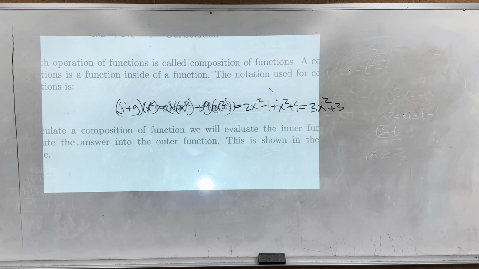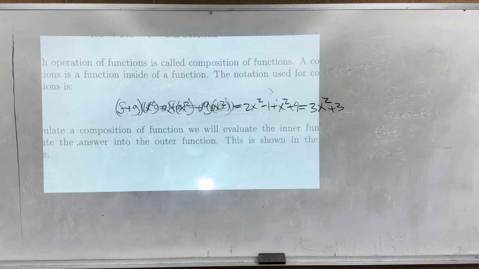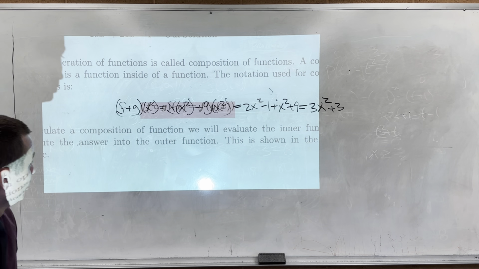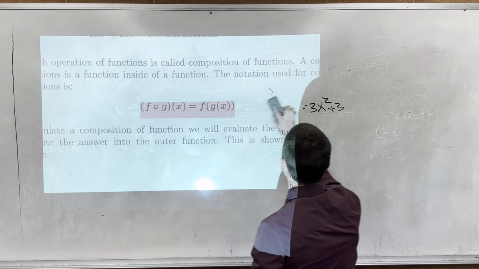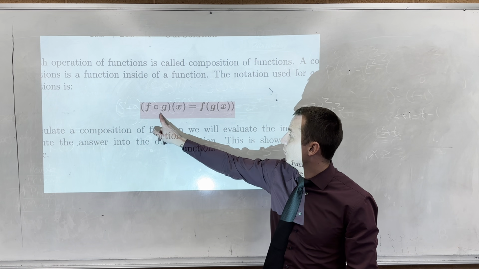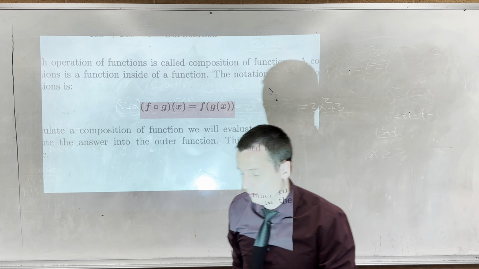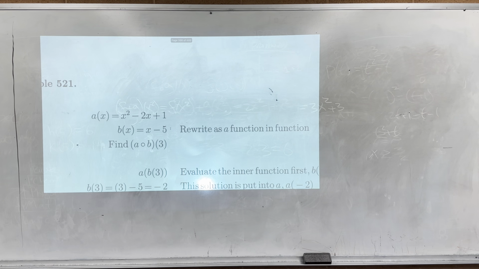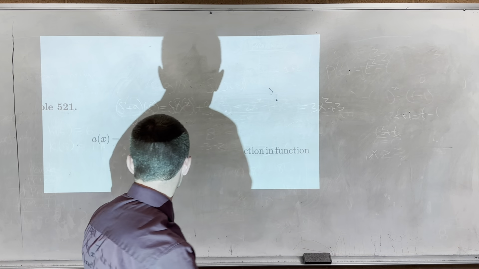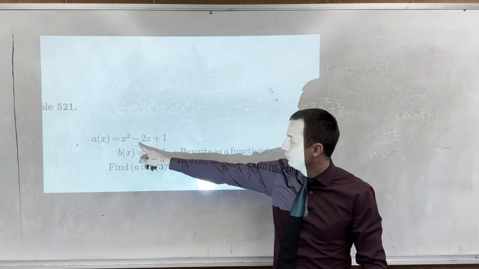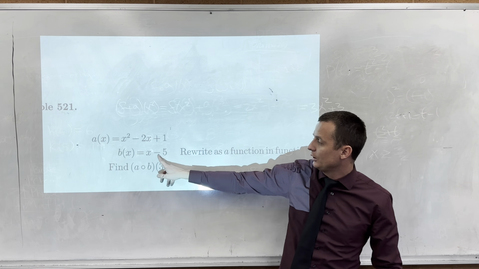Don't know if that's worth it. Here's where he introduces the definition of function composition. I already told you that. Sorry. Function composition. F composed with g of x is just equal to f of g of x. So now he's going to have us compose these two functions together. So a of x is equal to x squared minus 2x plus 1. B of x is equal to x minus 5.